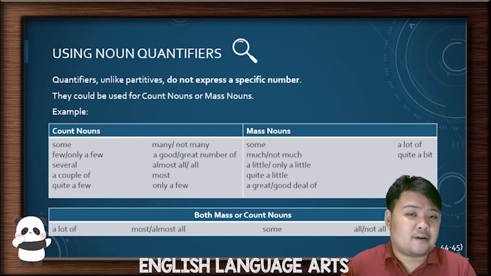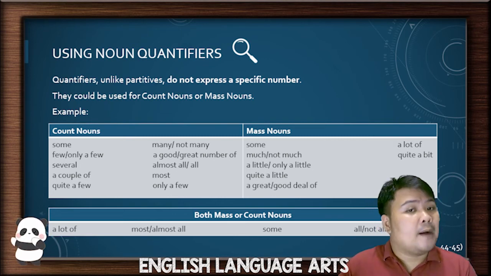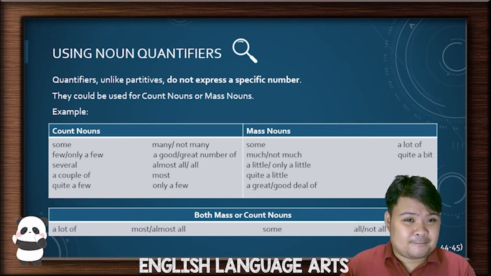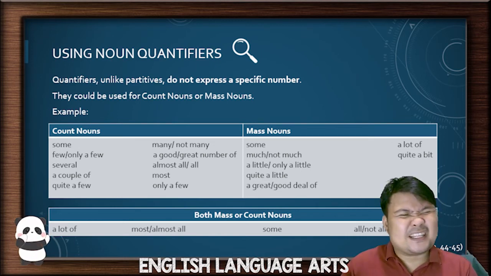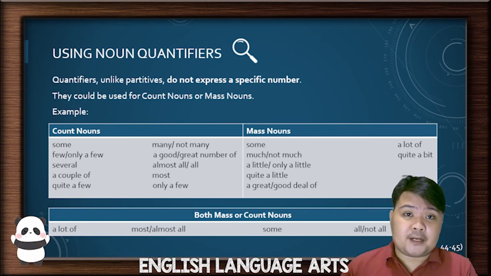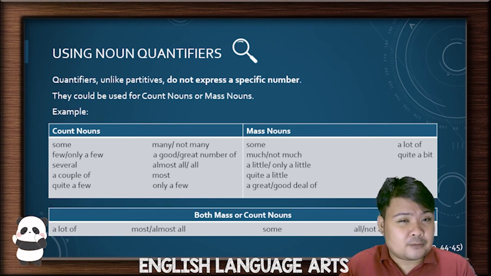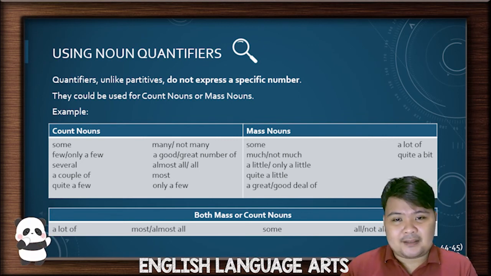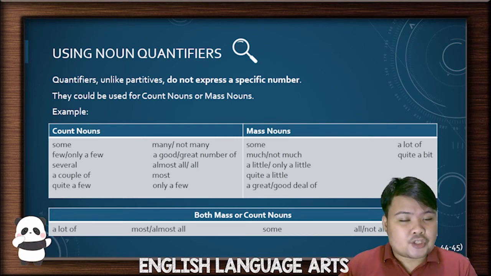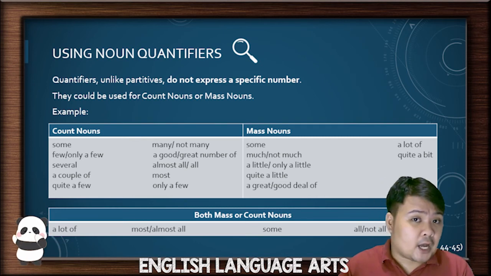All right. So basically, class, the difference between a partitive and a quantifier: partitives are specific, they're exact. Quantifiers do not express a specific number. Where are quantifiers used? You would like to give an amount or a value to something, but it's not exact. For example, I saw many chickens. Many. You didn't count how many they were, but you know that they were a lot.